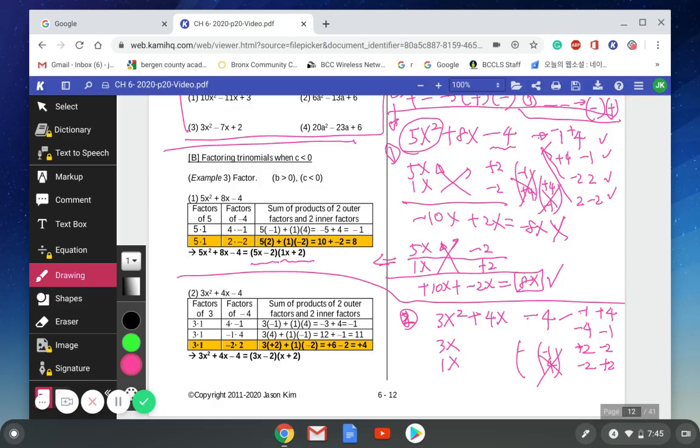When I try negative 1 and 4, it didn't work out. When I try negative 4 and positive 4 and 1, because the bigger one has to be positive, positive and negative 1, it didn't work out. So I'm going to try negative 2 with a 2. When I do that, because I know I have to end up with a positive 4x, that makes 6x, and negative 2x makes 4x. So check. This combination of 3x minus 2 and x plus 2 worked out.